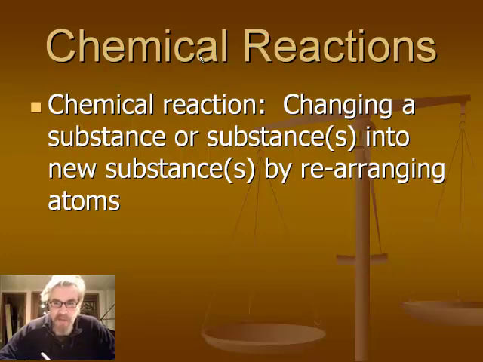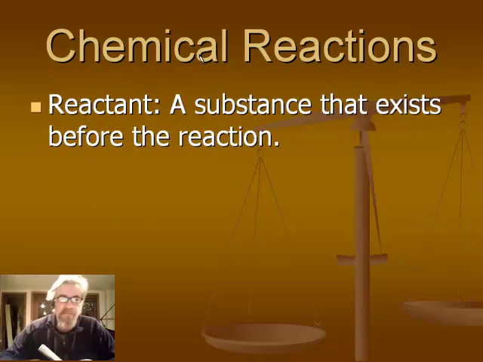Well, today we're going to talk about chemical reactions, and we're going to get into some real chemistry, how chemical change takes place, and our first look at the rules by which chemical change is governed. A chemical reaction we can define as changing a substance or a bunch of substances into a new substance or some substances, and we're doing it by rearranging atoms. That's the only way it can happen.